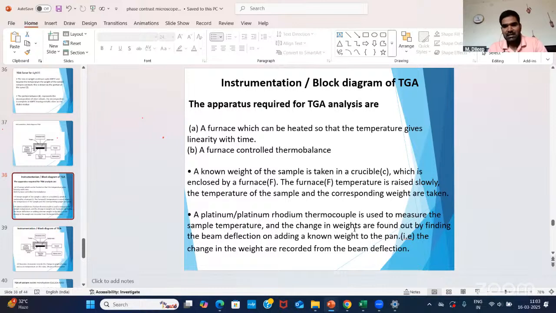Okay, and the change in weights is found out by finding the beam deflection. By finding the beam deflection on adding a known weight to the pan, we try to find the weight of the sample. As we add the known weight to the pan, we can find the loss of weight of the sample. The change in weight is recorded from the beam deflection. There will be a deflection in the beam that can be seen, so we can record that beam deflection as a change in weight. Okay.